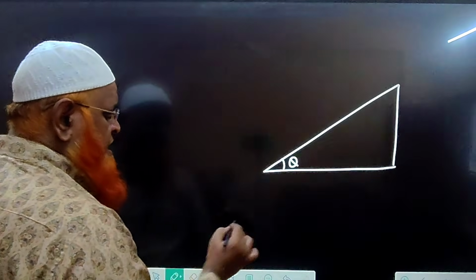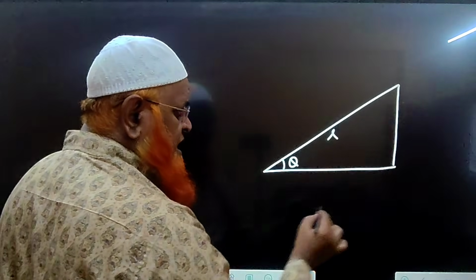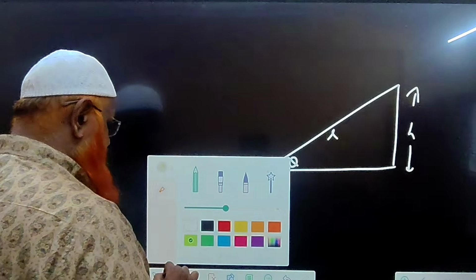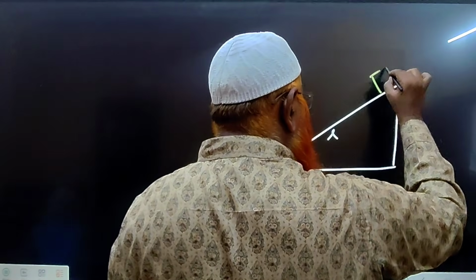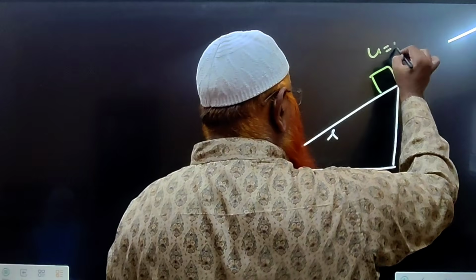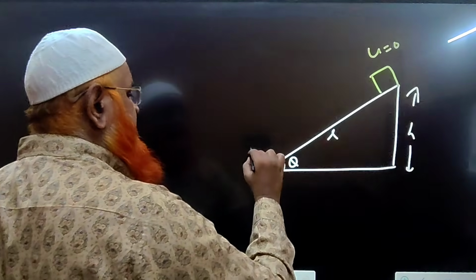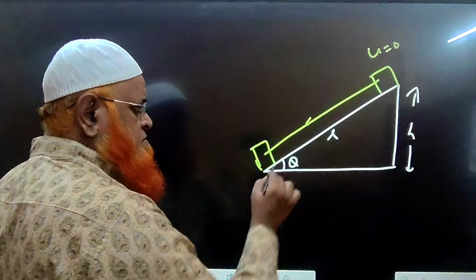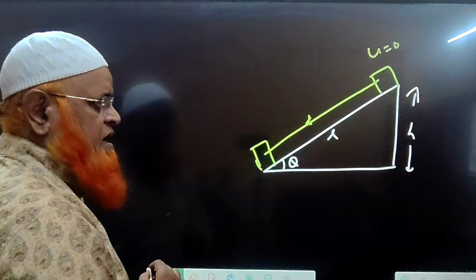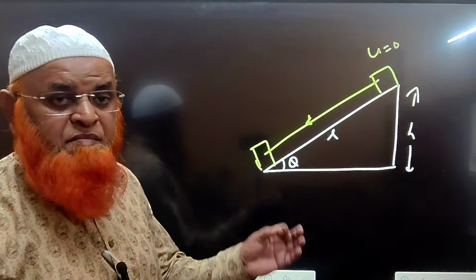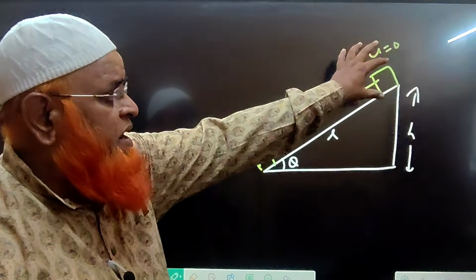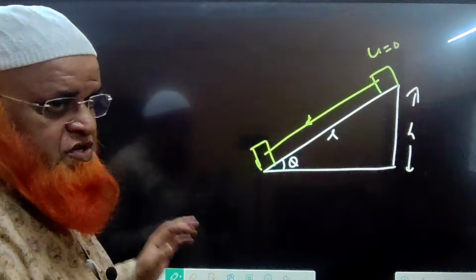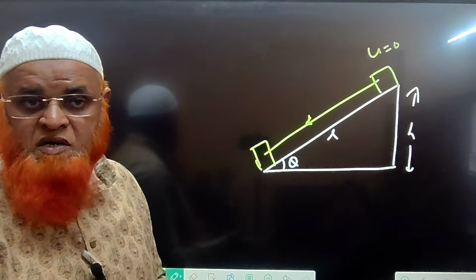This is an inclined plane. Length of the inclined plane is L. Height of the inclined plane is H. And there is one block placed here whose initial velocity is 0. It came up to here. From there to here it came. Understand? So what is the work done by gravitational force to bring that block from the top position to the downward position? What is the work done?